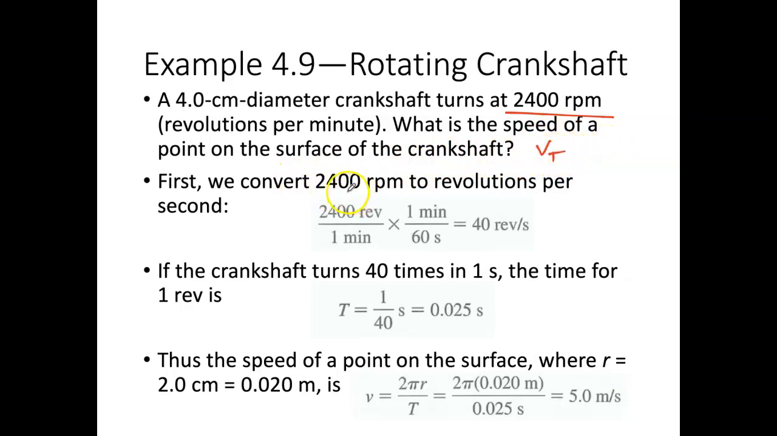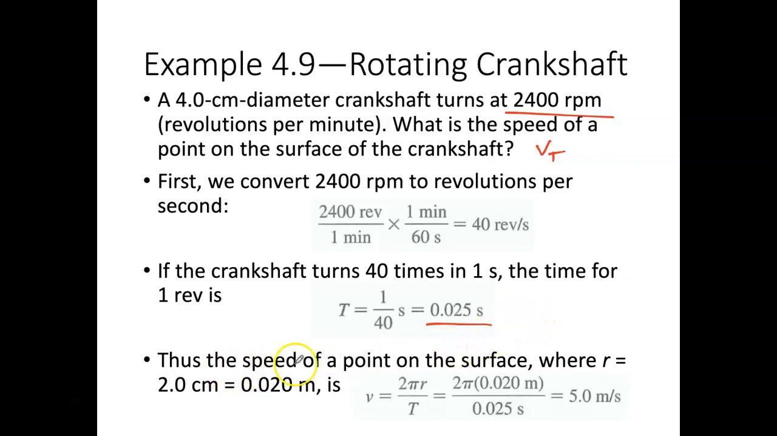And we first have to convert the 2,400 revolutions per minute, so this is revolutions per minute to revolutions per second. So we've done that. And then if the crankshaft turns 40 times in a second, the time for one revolution is just 1/40th of a second, but you really need to convert that into a decimal equivalent.